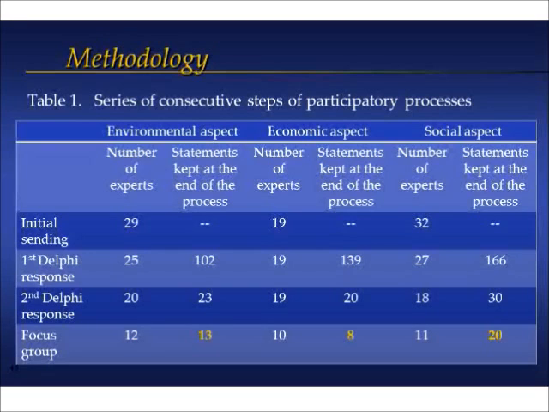And when we made some classification and regrouping, we sent another request asking them to classify and prioritize. In the second Delphi response, we now had 30 indicators, and 18 people responded to the second request. And finally, we regrouped people into focus groups: 11 for the social aspect, 12 for the environmental aspect, 10 for the economic aspect, and 11 experts for the social aspect.